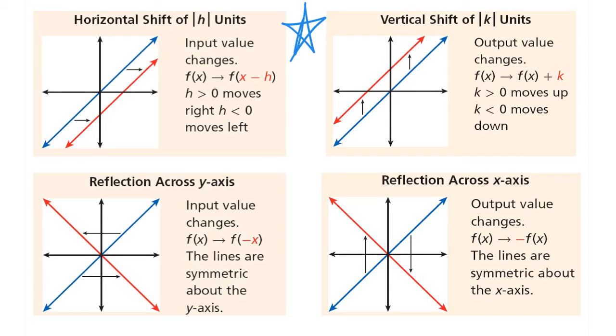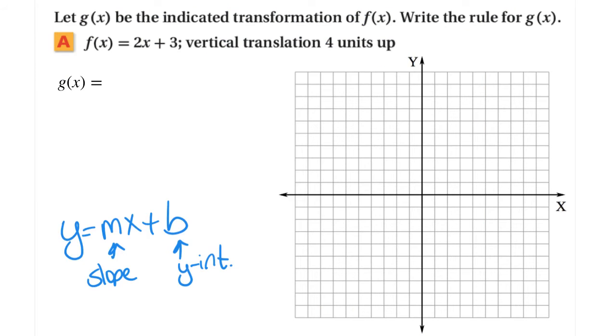Okay, our first transformation we're going to do is a vertical translation 4 units up, but first thing is to just review slope-intercept form because it's going to make it easier to graph these. Remember that your slope, which we call m, is the number being multiplied by x, and then your y-intercept is b. So the first thing I want to do is just graph our original function, f of x equals 2x plus 3. 3 is my y-intercept, and my slope is 2, or 2 over 1. Think rise over run, and there it is.